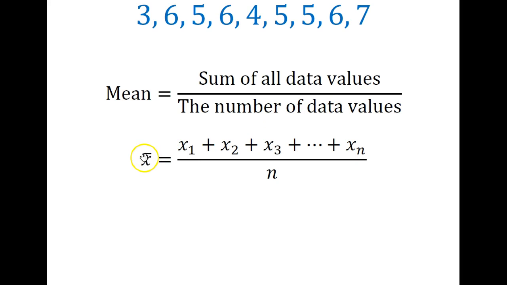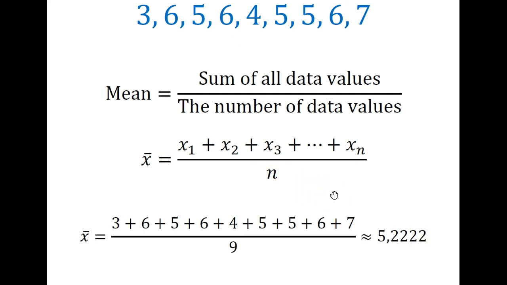So as a formula, the mean is typically denoted as x bar. So the bar signifies that it's the mean of the variable x. And the x1, x2, x3 up to xn are the values that you have in your data set. And the n is just the number of data values in your set. So in this case, I would say 3 plus 6 plus 5 and so on, and divide by 9 because I have 9 data values.